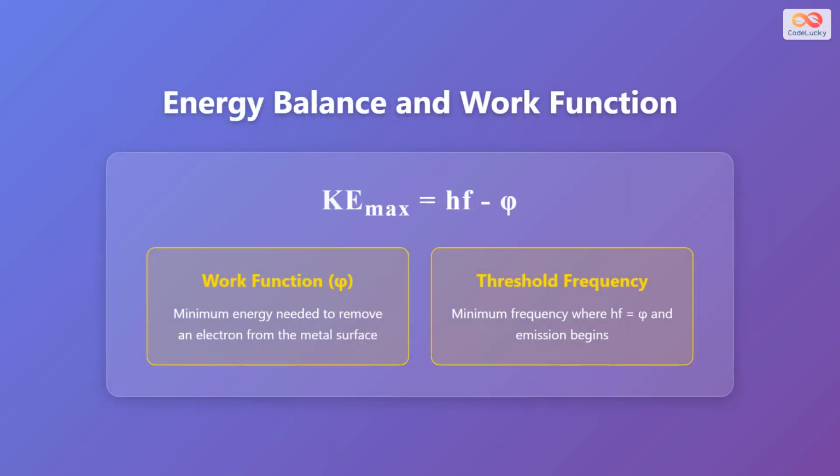When a photon strikes a metal surface, its energy is used in two ways. The equation for this energy balance is: the maximum kinetic energy equals h times f minus phi. Here, phi represents the work function, which is the minimum energy needed to remove an electron from the metal surface. This work function varies for different metals. The threshold frequency is the minimum frequency where h times f equals phi, meaning the photon has just enough energy to free an electron, but the electron has no leftover kinetic energy.